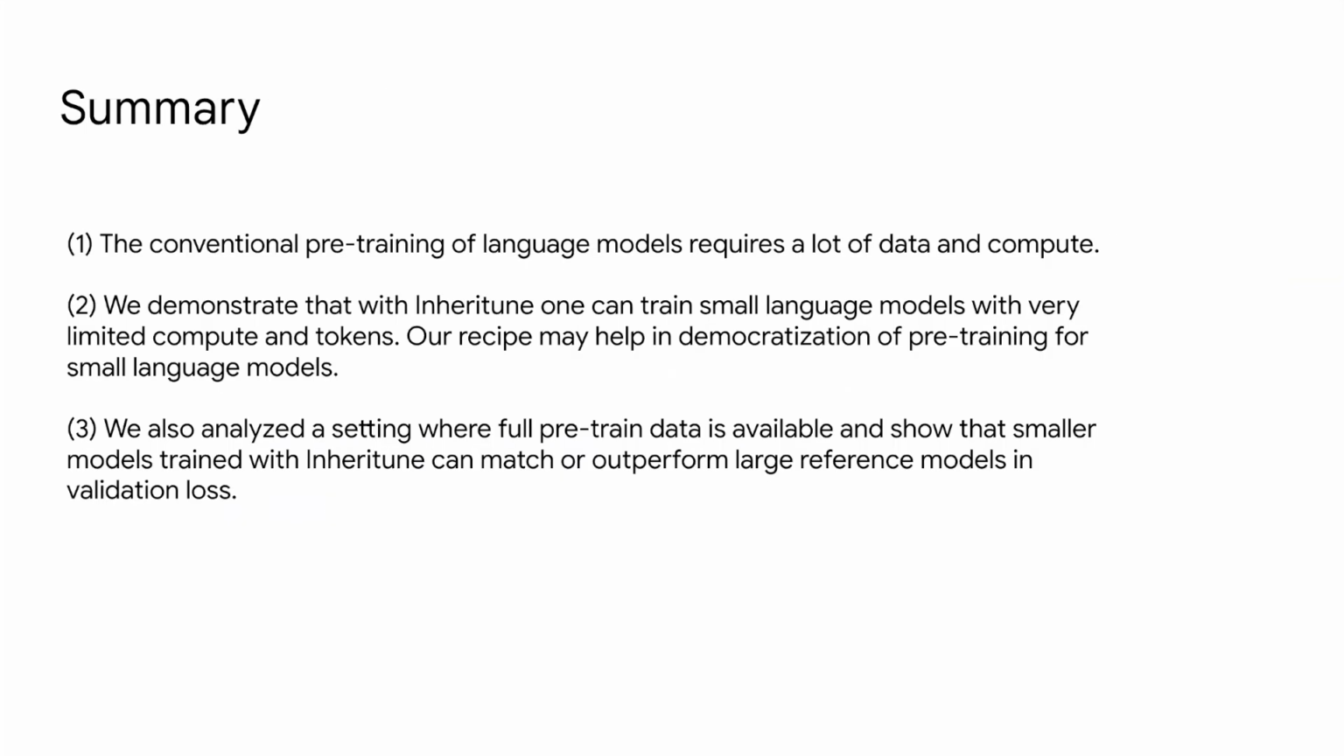Okay, so to quickly summarize, conventional pre-training takes a lot of data and a lot of compute. We demonstrated that with this simple and straightforward recipe called Inheritune, we can train smaller language models with very limited data and compute. Our recipe may help in the democratization of pre-training for small language models to people who do not have a lot of compute resources. Let's say we have the full pre-training data, Inheritune still works and it outperforms the bigger model, and it helps to decide the sufficient depth of a model.